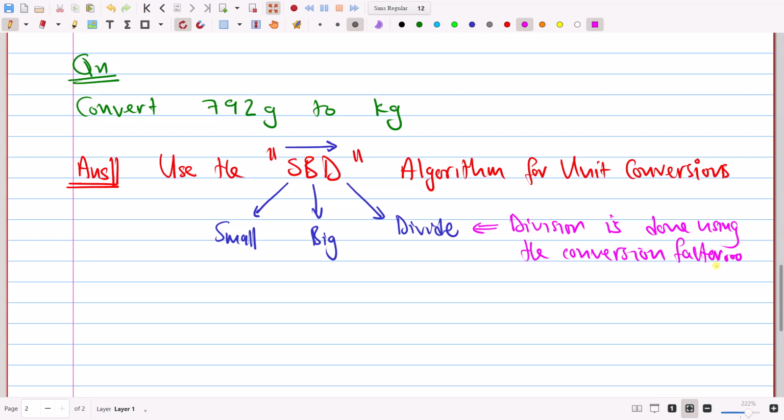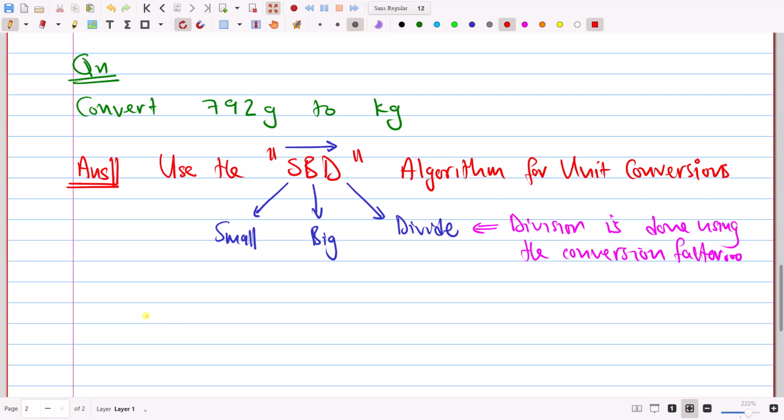Those are the things that you should know. Division is a procedure that you do with the conversion factor between the units that you are converting. Every time you want to convert from one unit, always check the size. If you are moving from small to big, you always divide, which means if you are moving from big to small, then you multiply.